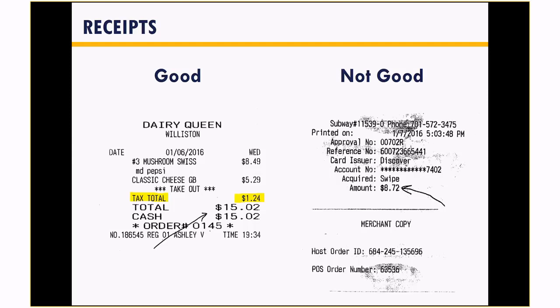A lot of restaurants, for some reason, when the system puts out a receipt, it'll give you a detailed receipt like the one on the left, and it will give you a summary receipt like the one on the right. It's best to have the detailed receipt in your files.